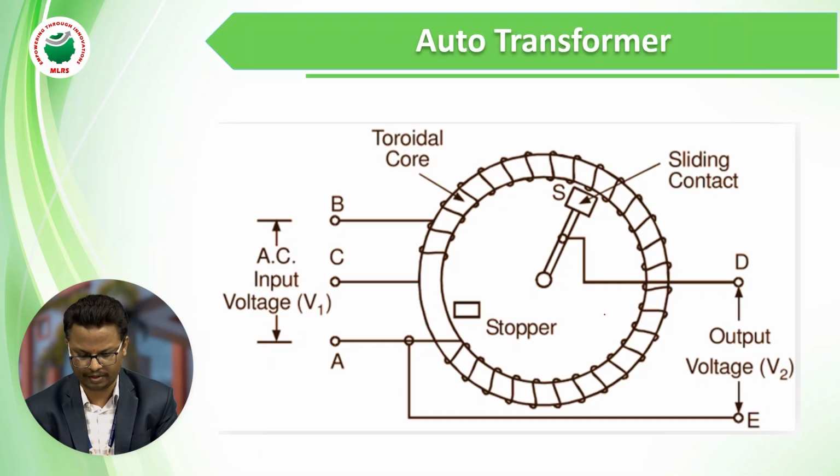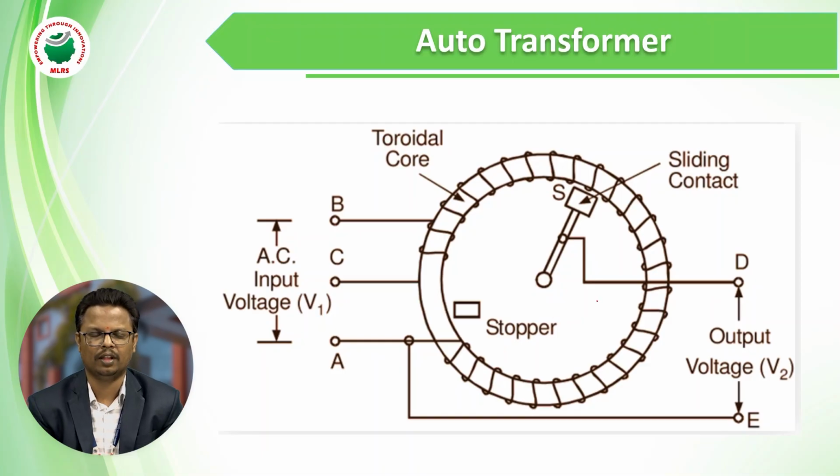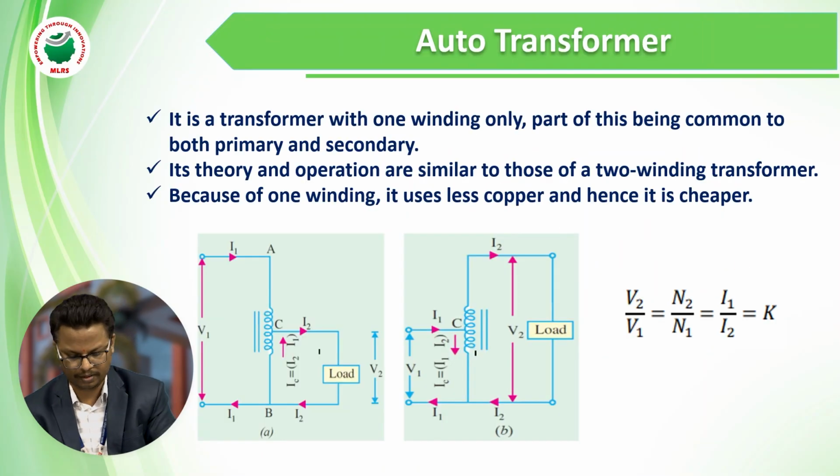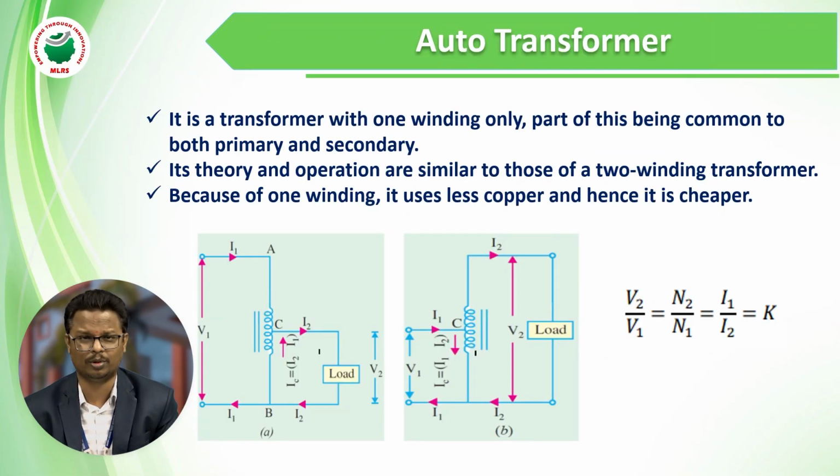Here we have a diagram. We have a core, the core is wound with the winding, and that winding contains a slider. By varying that slider, the primary and secondary turns will change. Now we are going to study the theory concepts. The first one is the transformer with one winding only, where part of the winding is common to both primary and secondary. Here we have one core, on that core we place one winding, and that winding will be divided so that one part acts as the primary and another acts as the secondary.